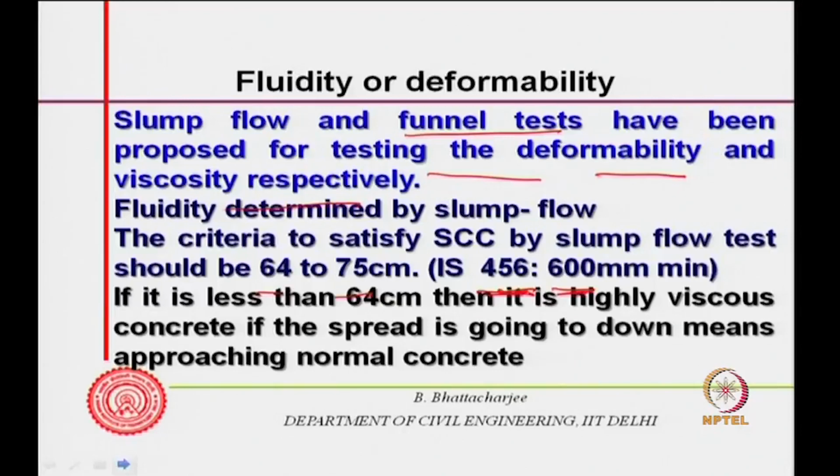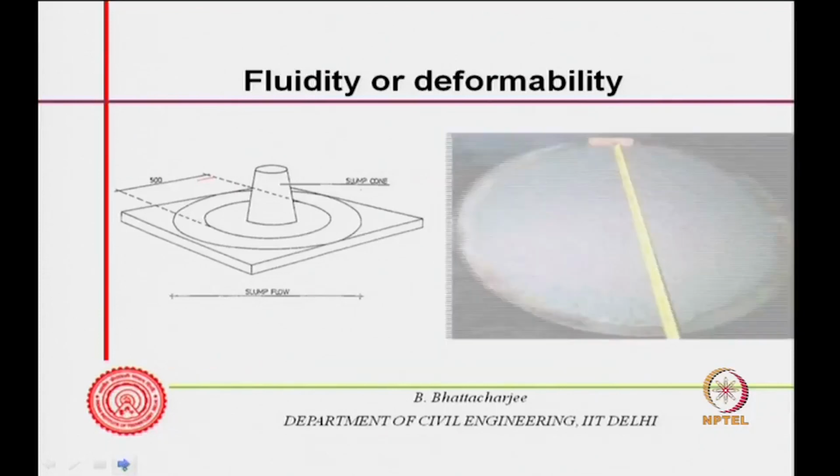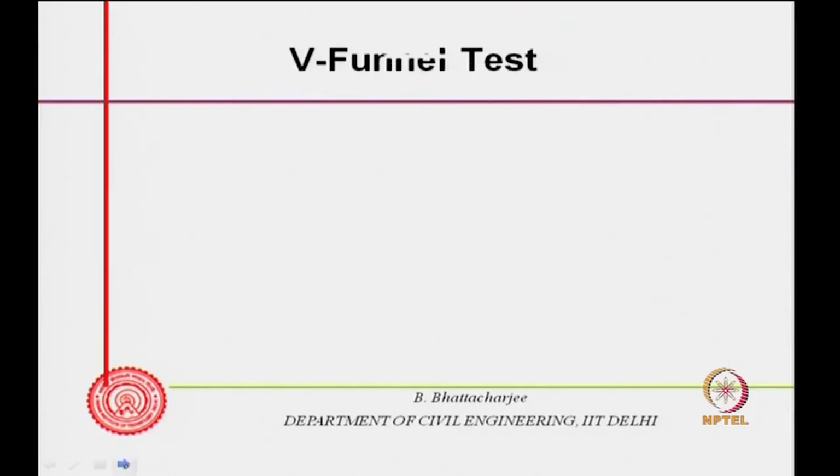But if it is less than 64 centimeter, then it is highly viscous concrete, and if the spread is lower, that means approaching normal concrete. So, spread should be sufficiently large. So, therefore, its viscosity is high. Viscosity has a tendency, if there is a lot of resistance, then it will not flow. So, it is somewhat measured, it is related to fluidity of the system. So, that is the slump flow test, and this is very popular because it is an easy test.